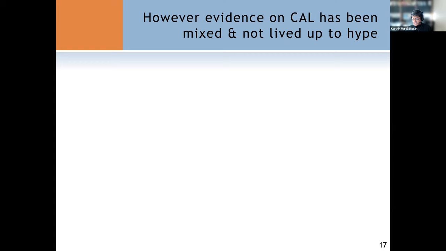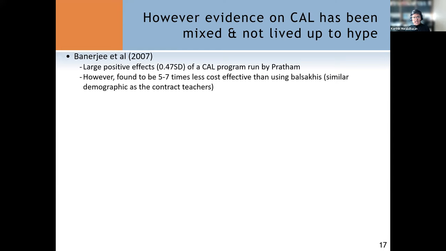So Esther and Abhijit did this early study on remedying education, where in addition to the Balsaki, which is this kind of supplemental tutor, they'd also done a computer-aided learning program, and they found that was highly effective. In math, they got close to 0.5 standard deviations of improvement after 2 years. These are huge effects. But given that the study was done in the early 2000s and the technology was more expensive, they found that that was about 5 to 7 times less cost effective than using the Balsakis.